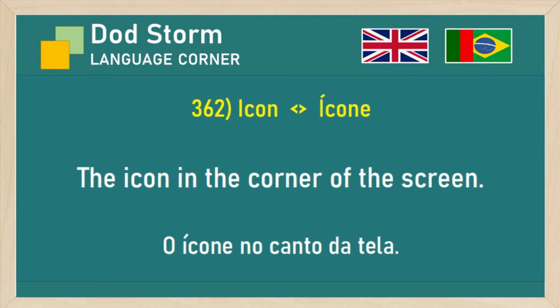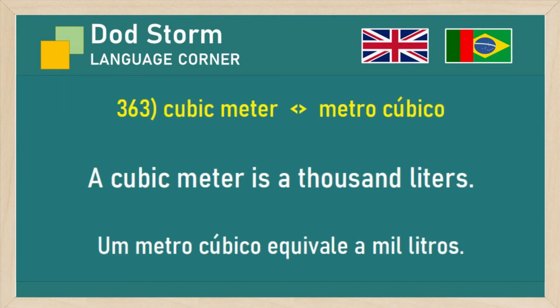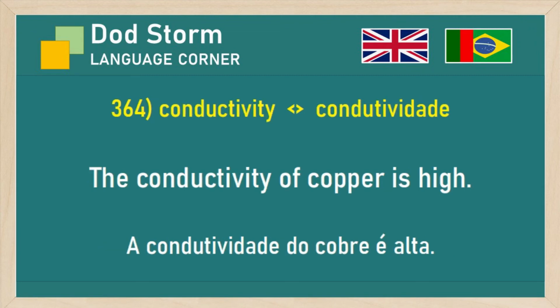The icon in the corner of the screen. A cubic meter is 1,000 liters. The conductivity of copper is high.